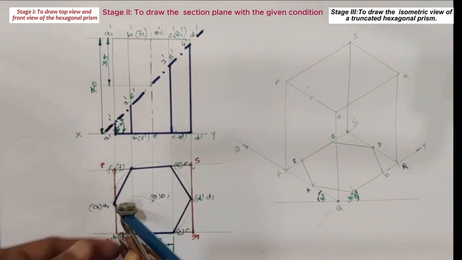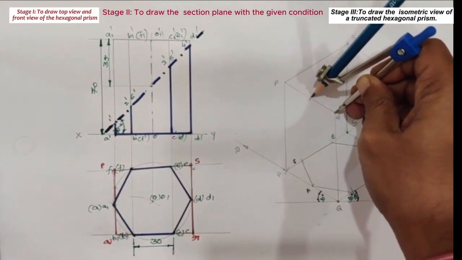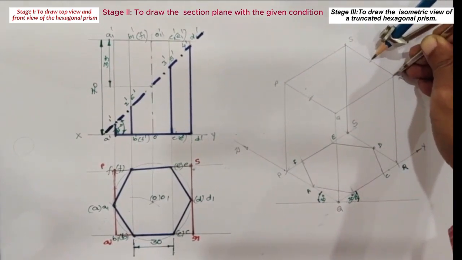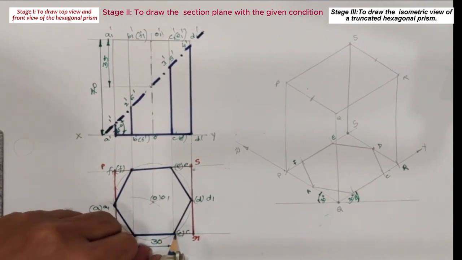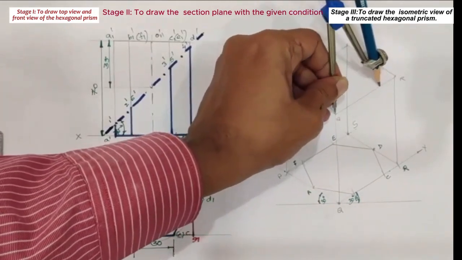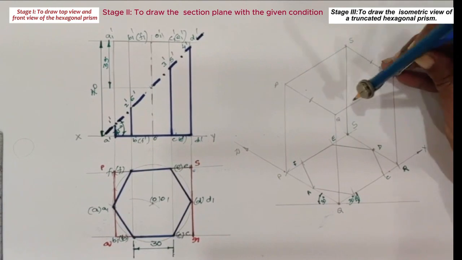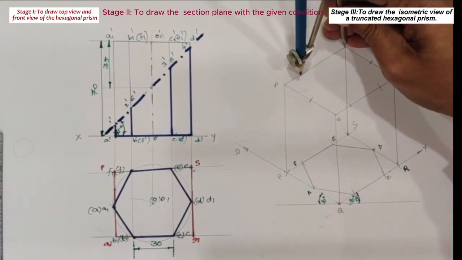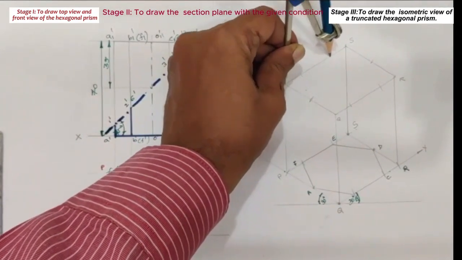For that, take QA1 as a radius, Q as a center, draw an arc on PQ side. Similarly, R as a center with the same radius, draw an arc on SR side. Then QC1 as a radius, Q as a center, draw an arc on QR side. Similarly, R as a center with the same radius, draw an arc on QR side. Then S as a center with the same radius, draw an arc on PS side. P as a center with the same radius, draw an arc on PS side.